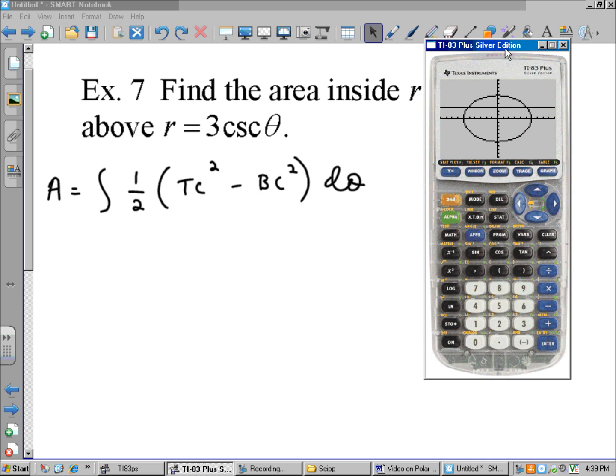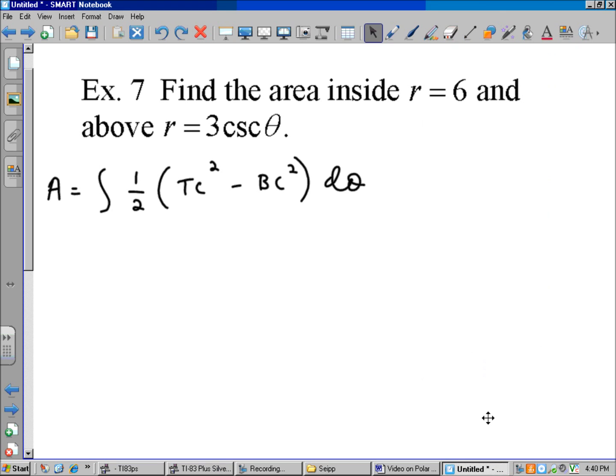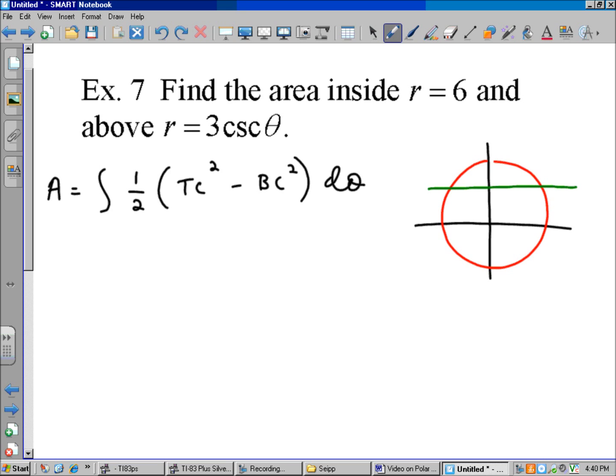So r equals 6 is obviously the circle, and 3 cosecant theta is actually a horizontal line that's equivalent to y equals 3. Graphically, just so we can get a picture of what's going on here, this is r equals 6, and this is r equals 3 cosecant. What's the bottom line here? Well, the bottom line here is we need those bounds.